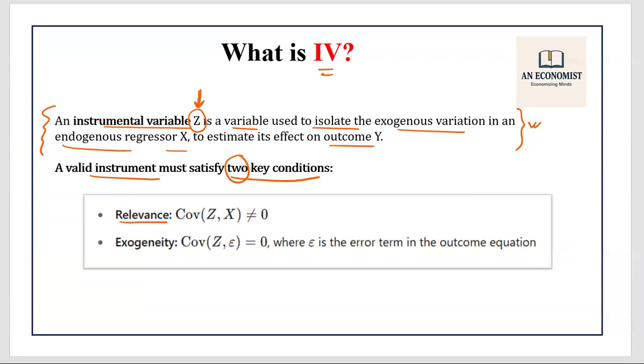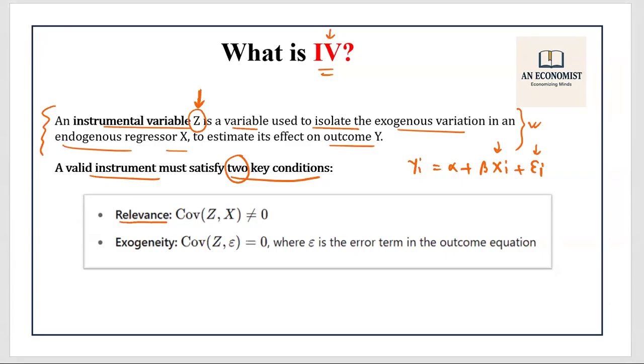The first condition is known as relevance, which basically means this. Let us take a simplified model. Suppose in this model we consider that Xi and epsilon i are correlated with each other, which basically means Xi is an endogenous variable. That is why we need this instrumental variable.